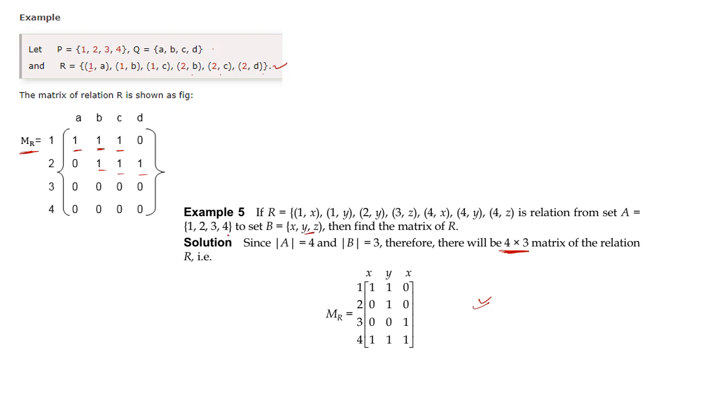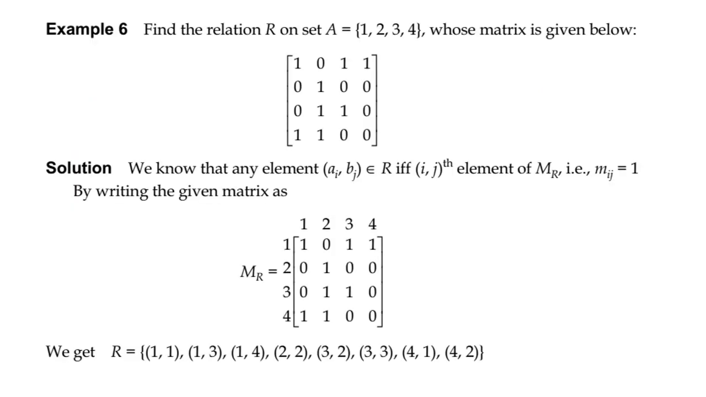Now please remember, you can also create a relation on the same set. Let us say a relation is being created on the set A, and the number of elements in the set is n. So you will have an n by n matrix. You will have a square matrix if you are creating a relation on a single set, as you can see over here.